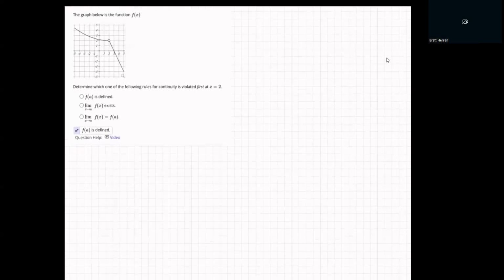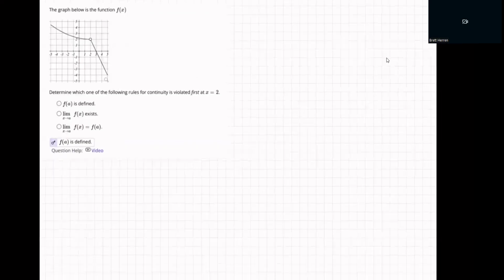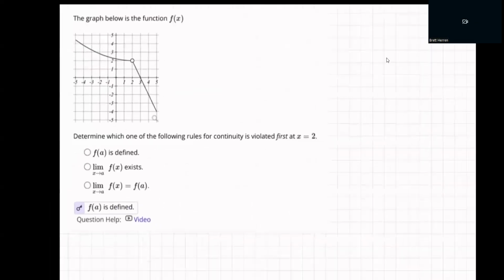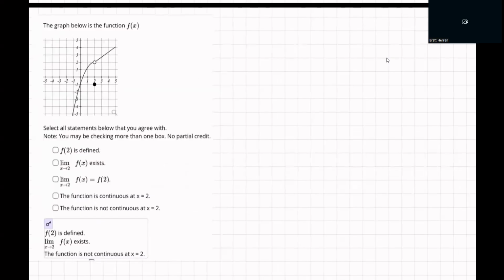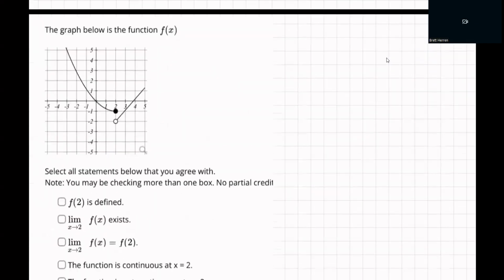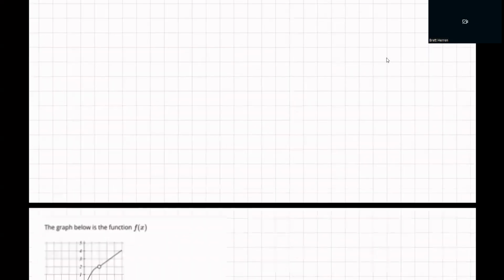Okay, so here we have some examples of graphs. I'm going to go over three examples. You might be looking at something like this with a hole in the middle. You might be looking at something like this with a hole in the middle and a dot somewhere else. You might be looking at two pieces that don't connect, one with a solid dot, one with an open dot. I'm going to run over those three real quick.